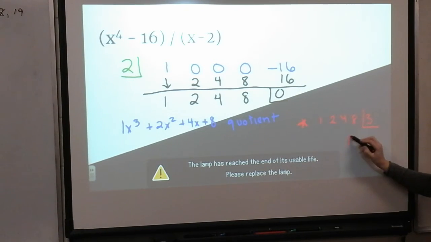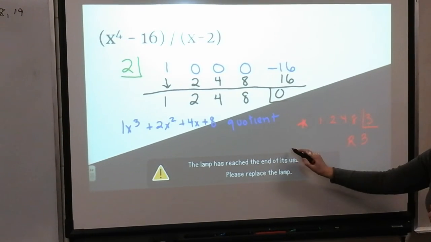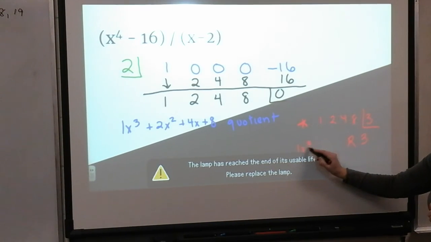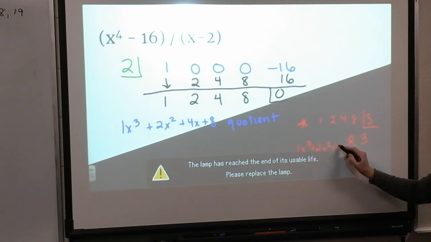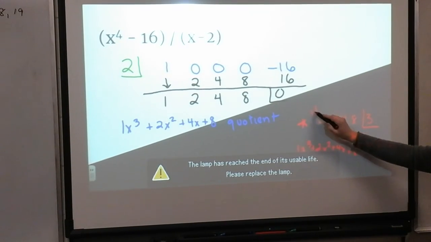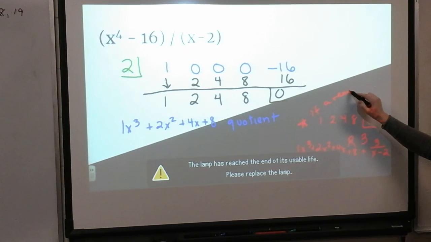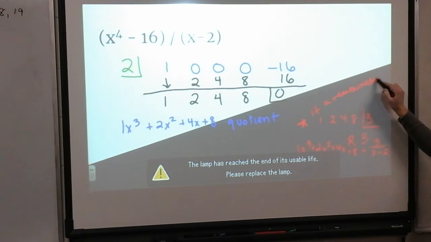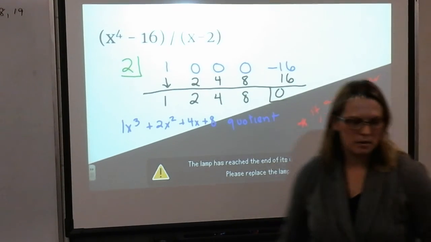If I had a remainder, you could either write R3, or you could rewrite it as 1x cubed plus 2x squared plus 4x plus 8, and then plus 3 over your divisor. So that's two ways of writing it if you had a remainder. That's how you write it. So that's synthetic division in a nutshell.